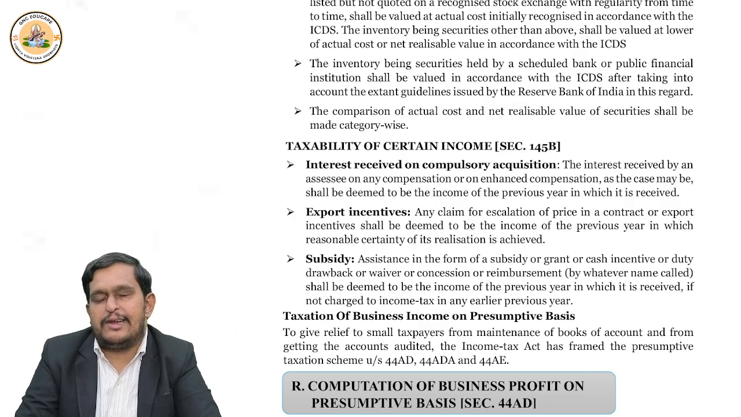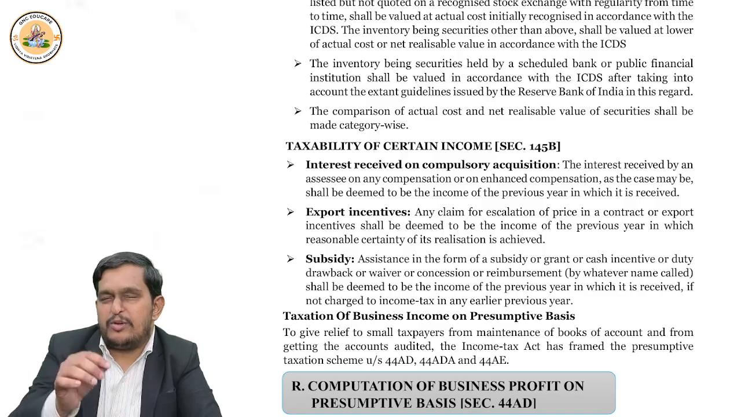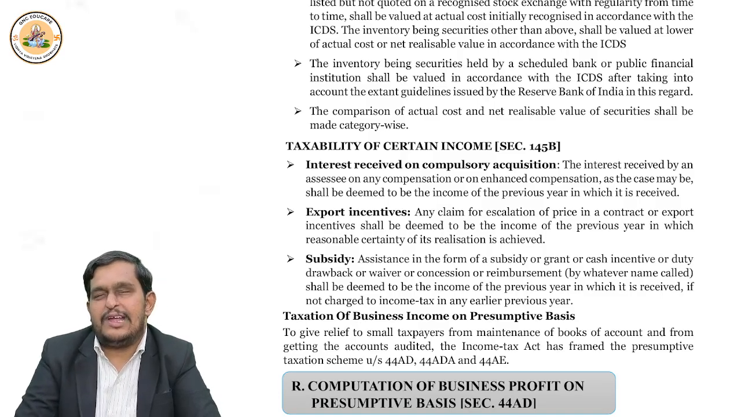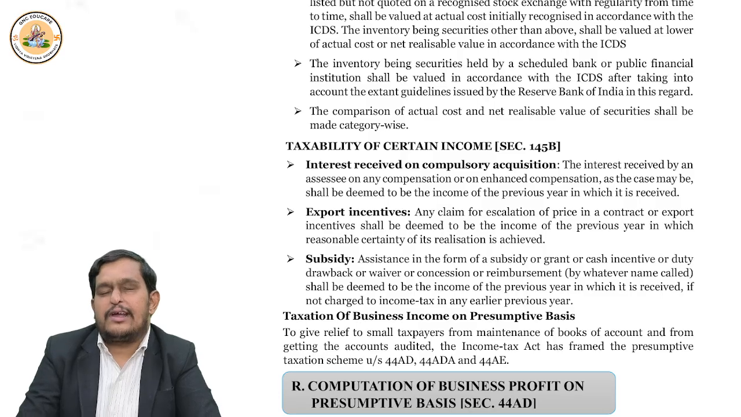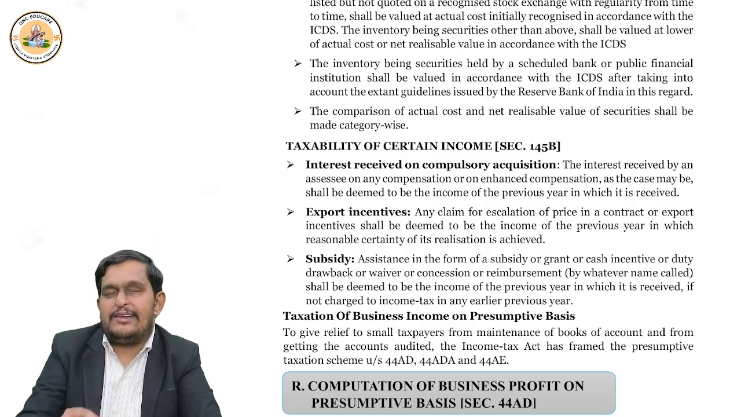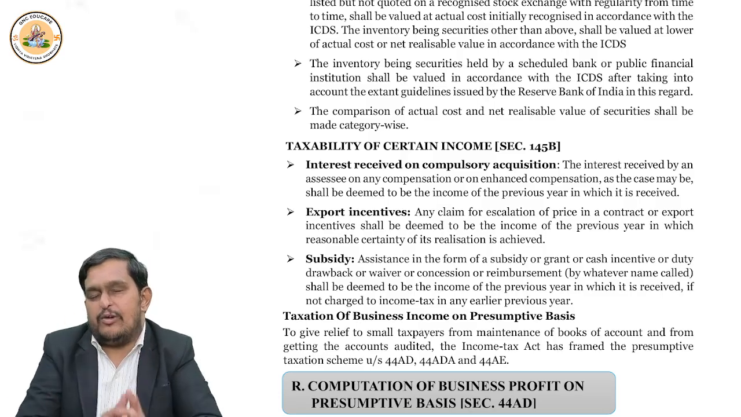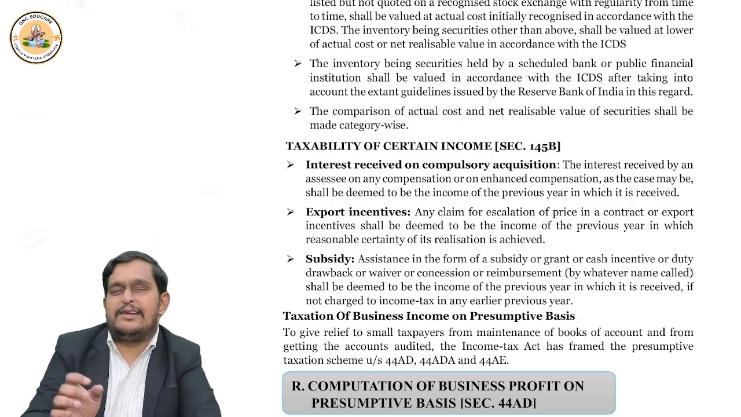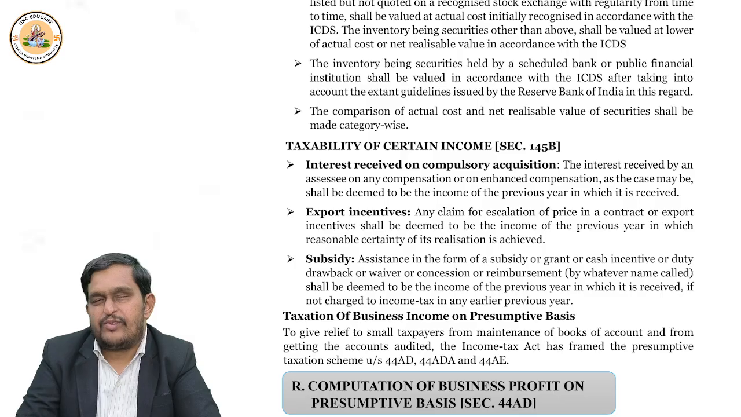Export incentives are given by the government, correct? In that case, if the government declared that they are going to give you incentives, then receiving those incentives is almost certain now. In that case, treat it as income. Okay, right. Then we have to discuss the last one, and that is subsidy.